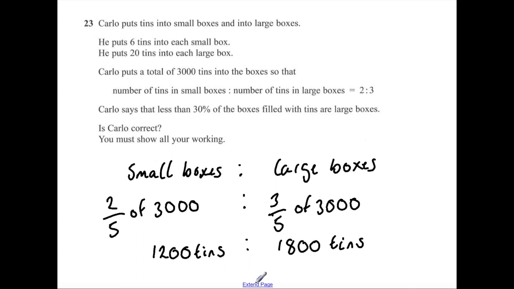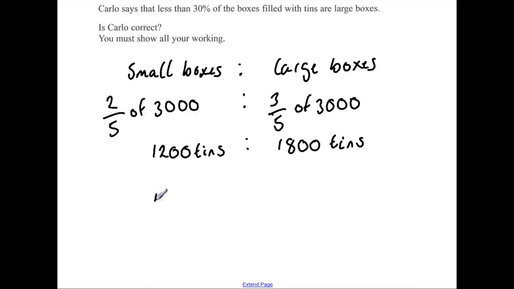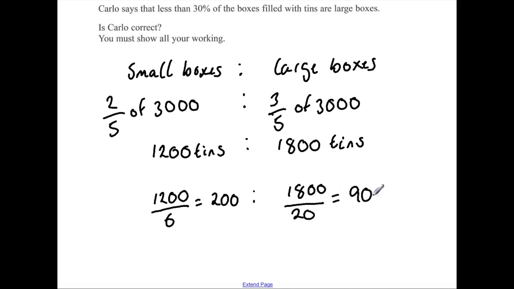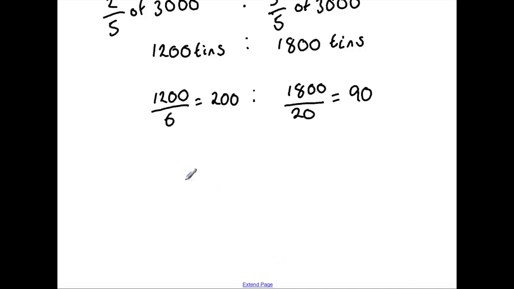So what we're going to be doing now is 1,200 divided by 6, which equals 200 boxes, and 1,800 divided by 20, which equals 90 boxes. Now it says Carlo says that less than 30% of the boxes filled with tins are large boxes. So what we need to do is find the percentage of large boxes divided by the total.